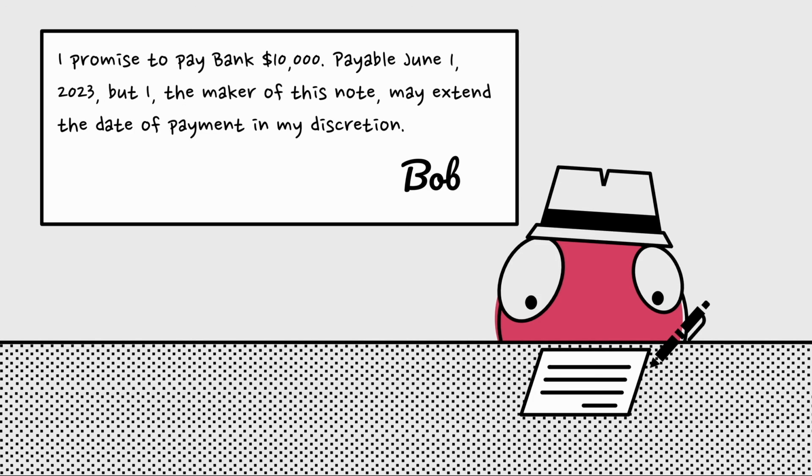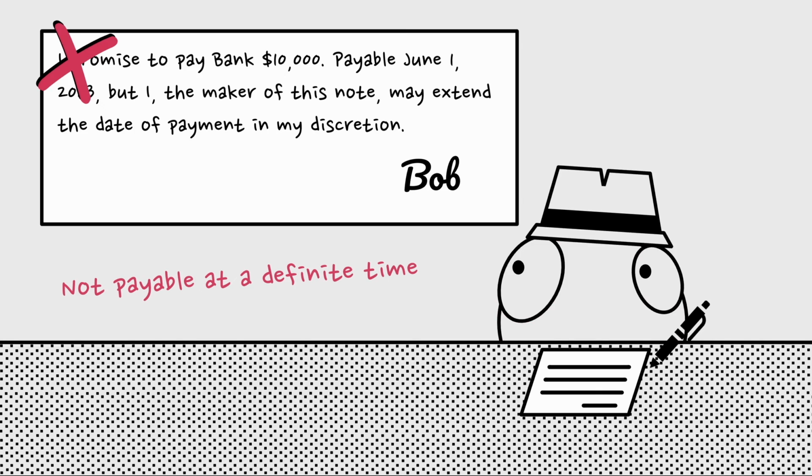He's not committing to pay ever, right? He's saying, I promise to pay on June 1, 2023, but I can extend this forever in my own discretion. That's illusory. It's not payable at a definite time, and it's not payable on demand. It doesn't work. It's an illusory promise. It doesn't work, and so it would not be a negotiable instrument.